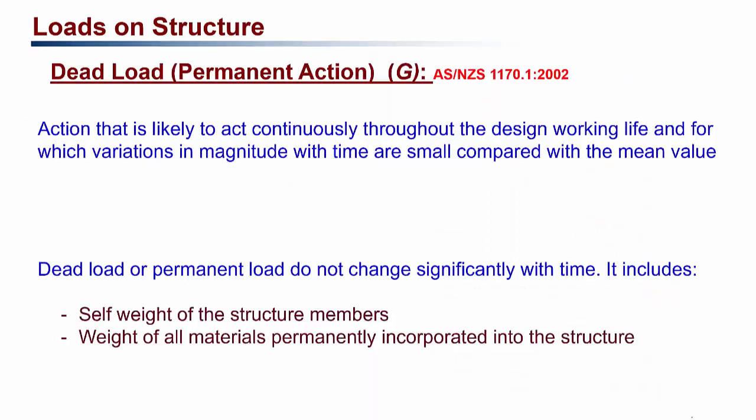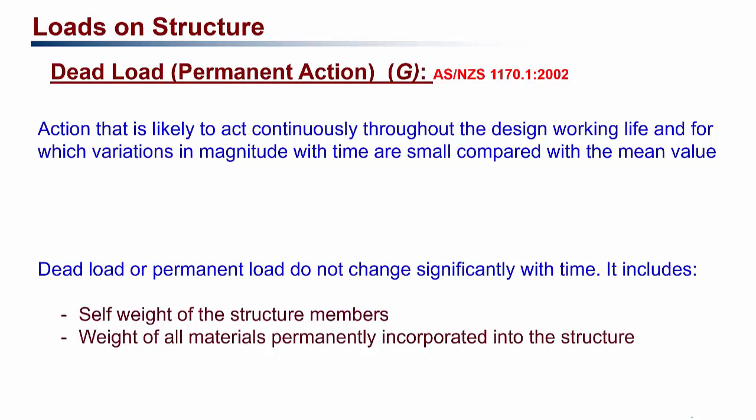The first important loading that we have to take into account while designing a structure is the dead load. As I said, dead load is basically any permanent loading acting on a structure. It includes the self weight of the structure and weight of all the materials permanently incorporated into the structure. So for example, if you're designing a reinforced concrete building, we have to take into account the weight of the concrete itself, weight of the concrete slabs, columns, beam. We have to take all of that into account while designing the structure, and they are termed as dead load or permanent action.